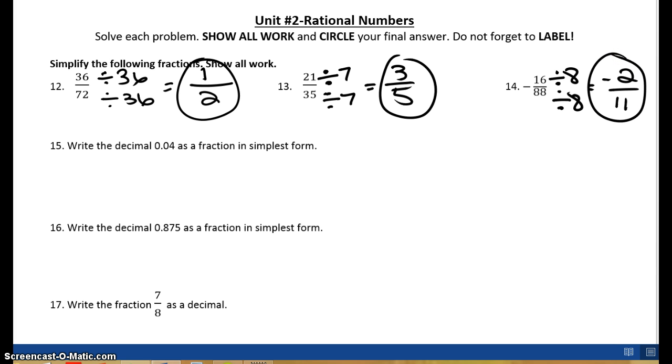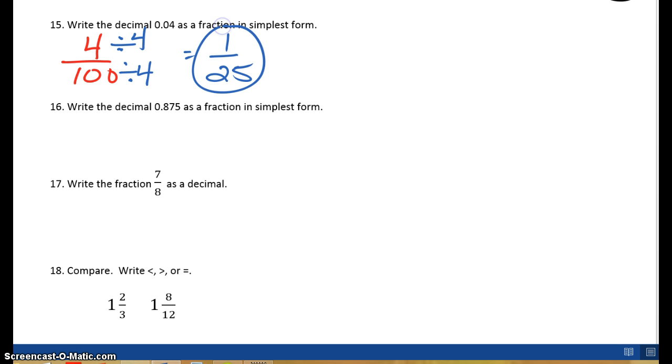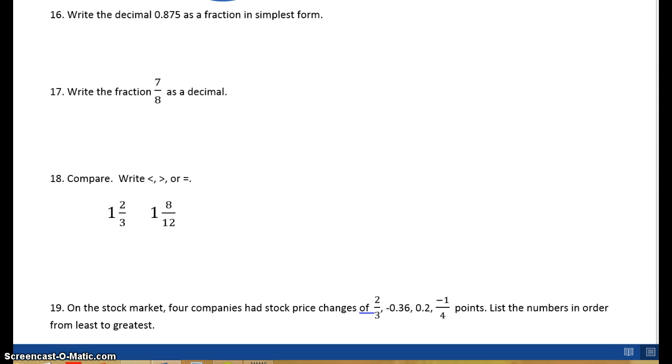Now the next two are changing decimals into fractions. My first one is 0.04. I want to write that as a fraction in simplest form. So for this, the way you read it is the way you write it. That's 4/100ths, so it's 4 over 100. I want to simplify that, so I know I can divide both numerator and denominator by 4. You end up getting 1/25, which is the simplest form for that fraction.